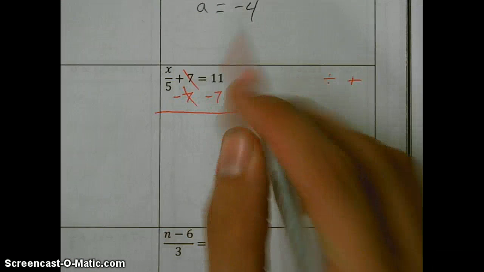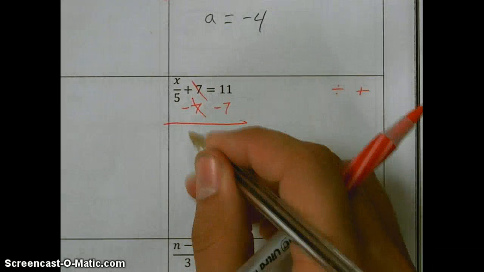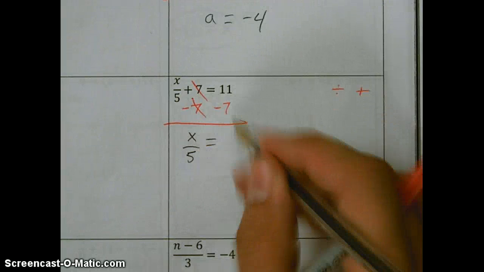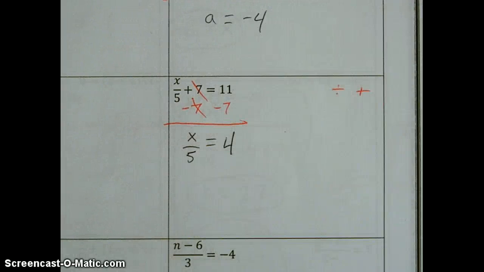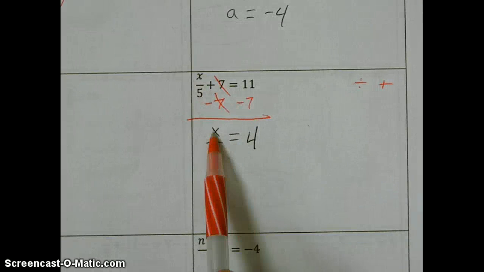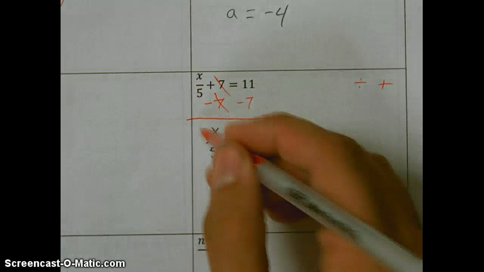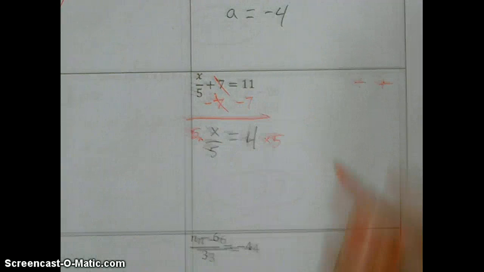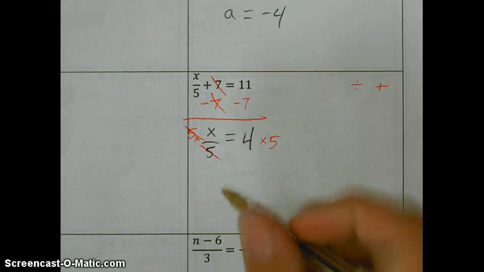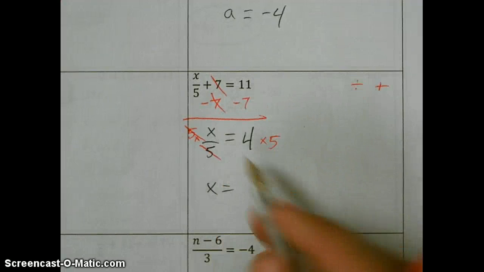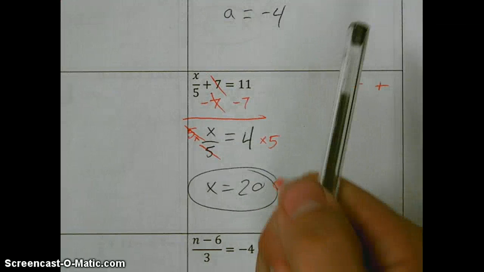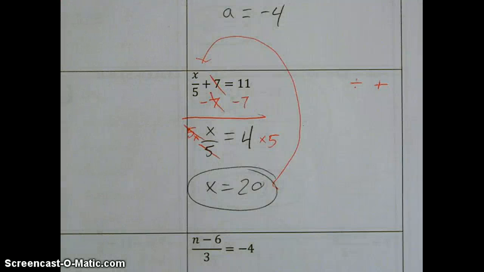These 7's cancel, they always do. We get x over 5 is left over. It's divided by 5. 11 minus 7, we get 4. We say, okay, now what are we doing? Now we're dividing by 5, so the opposite of dividing by 5 is to times by 5. But we have to do it to both sides. Those 5's cancel, they always do. We get x left over, 4 times 5 is 20. And we probably should try and plug that into the equation. 20 divided by 5 plus 7. What do we get? Do we get 11? So check and see.